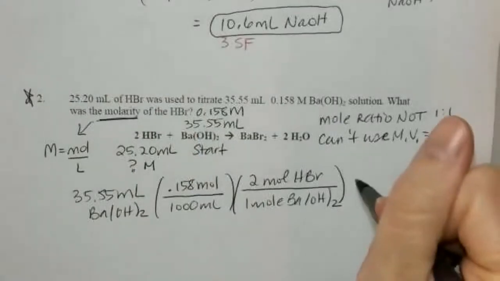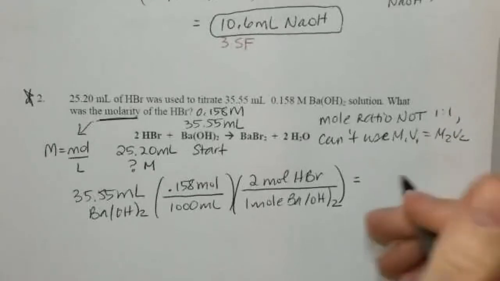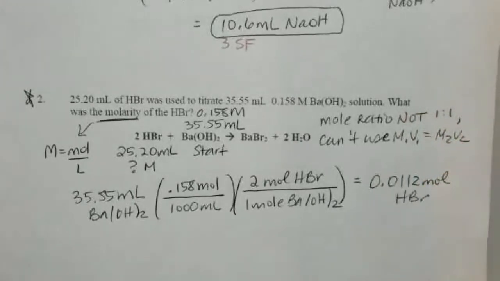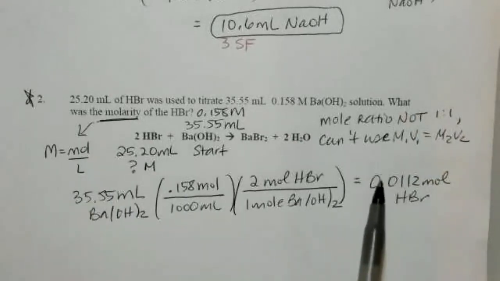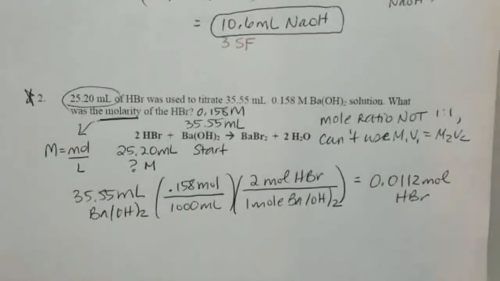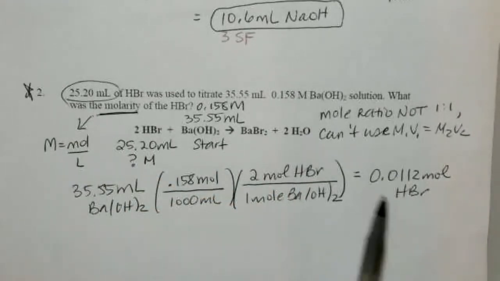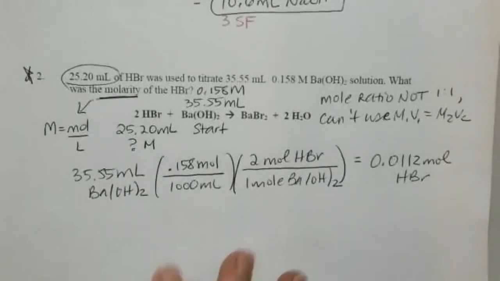If I stop here just for a quick second, take 35.55, multiply by 0.158, divide by 1,000, and then times that by 2, I get 0.0112 moles of HBr. Right, so now I know how many moles of HBr I have. That many moles were in that 25.20 milliliter sample. So that's going to go into my denominator, right? Now I know I had 0.0112 moles of hydrobromic acid in my 25.20 milliliter sample.